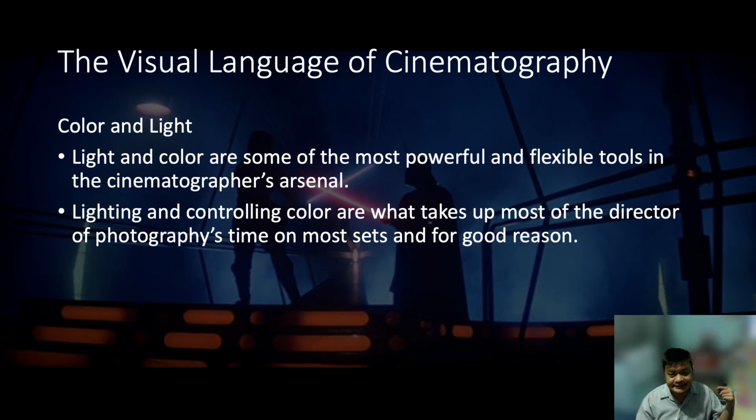The next is color and light. Light and color are some of the most powerful and flexible tools in the cinematographer's arsenal. Lighting and controlling color are what takes up most of the director of photography's time on most sets, and of course for good reason. They also have a special power that is shared only by a very few art forms such as music and dance, because they have the ability to reach people at the gut, at the emotional level.